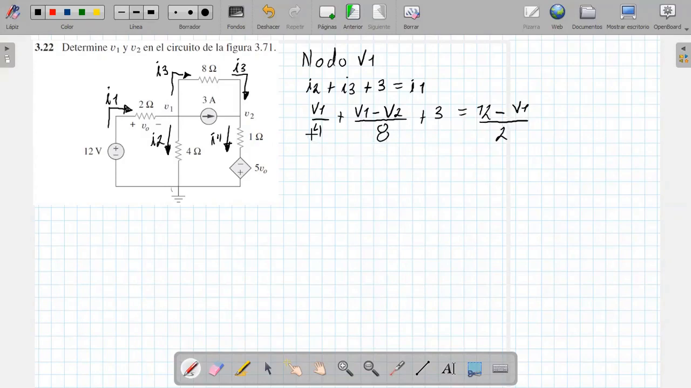Ready. Now I'm going to say that V1 over 4 plus V1 over 8 minus V2 over 8 plus 3 equals 12 over 2, which would be 6, minus V1 over 2.